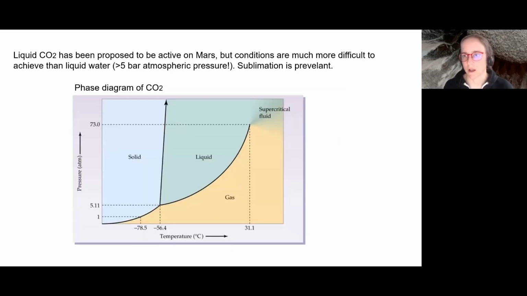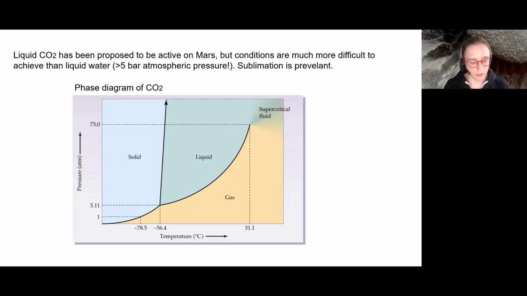The next slide here shows instead the phase diagram for carbon dioxide. And this is quite a common question that people ask when we show landforms that we say are carved by liquid water on Mars: well, the other volatile species on Mars is carbon dioxide. Why can't we have liquid carbon dioxide forming valleys and alluvial fans? Well, the very simple reason is that carbon dioxide is actually even further away from its triple point than water.